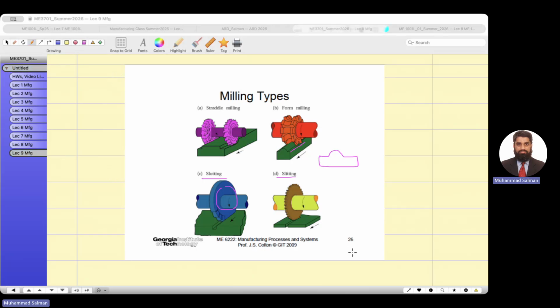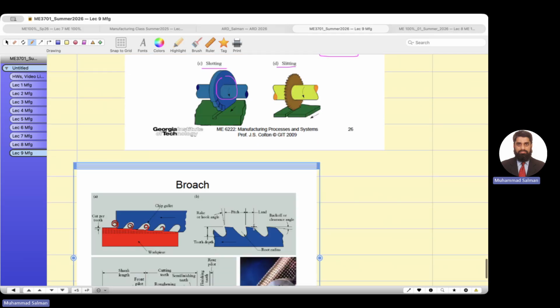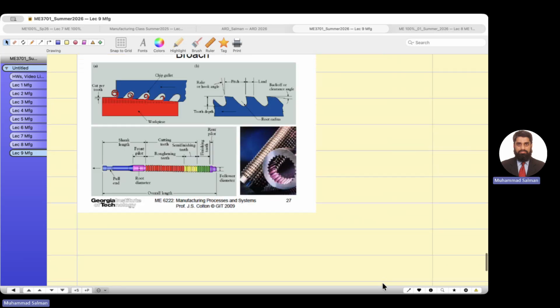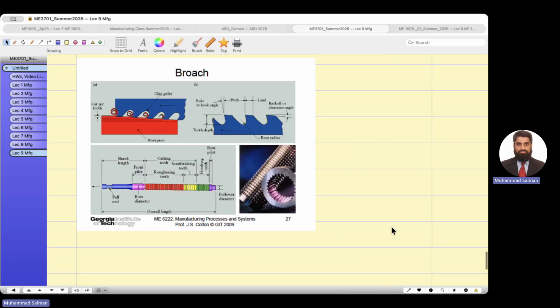Another machining operation is known as broach machining. You see, like the splines, like small gear teeth, internal gear teeth. Initially, it scrapes off a small amount of material. The second layer, you see, the cut per tooth is very small, but how many teeth are there? One, two, three, four, five. So it keeps going forward and keeps increasing the depth of cut as it moves forward to a certain required depth of cut.